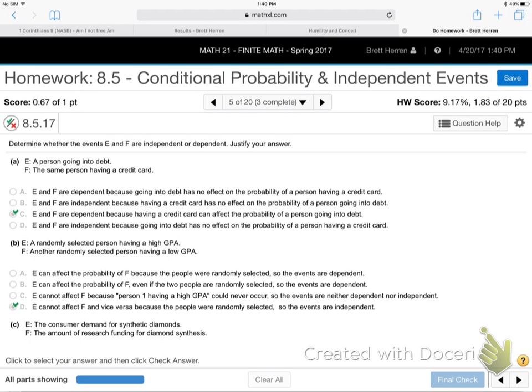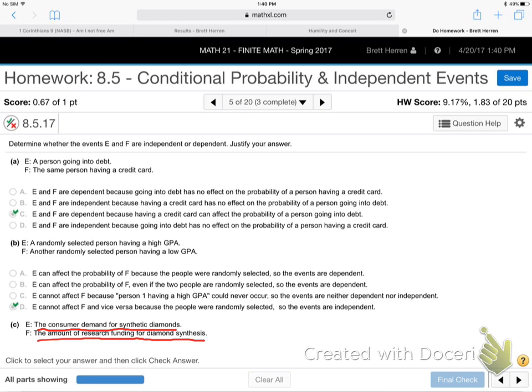Oh, consumer research: the consumer demand for synthetic diamonds and the amount of research funding for diamond synthesis. Those are going to be related. If consumers want more synthetic diamonds, then there's probably going to be more funding for diamond synthesis. Those are going to be dependent events. Does that make sense?